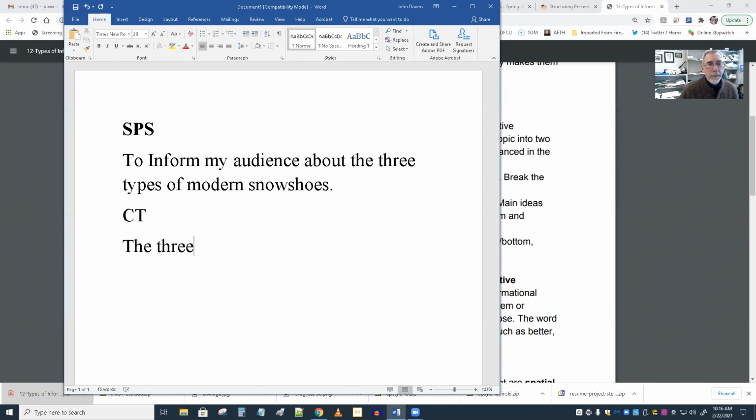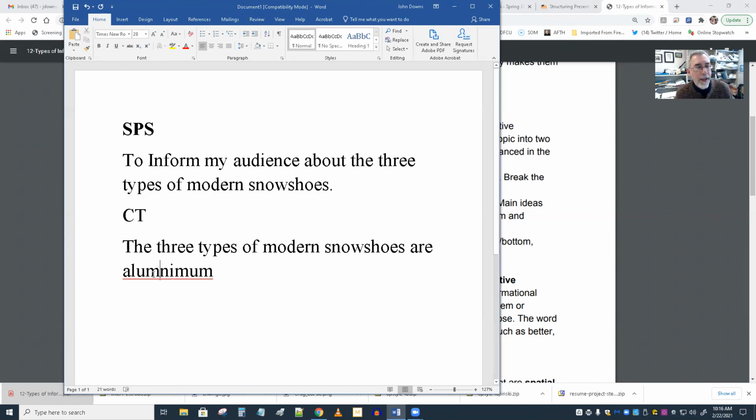So let's say, instead, I could say about three types of modern snowshoes. And that would be a good example of a pretty good SPS, I think. Good. All right. And then we would have what? A central thesis. So this is the SPS. Right. Now we have a central thesis.